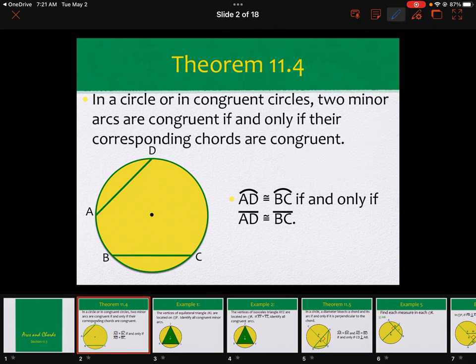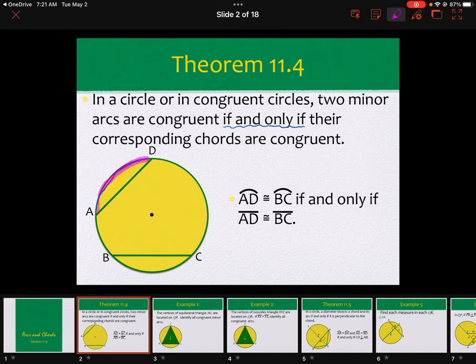congruent. So first thing I want to point out is this is a biconditional, meaning it's actually two theorems in one. It means the same thing left to right as it does right to left. So they're telling you if you have two chords, that doesn't look too good.